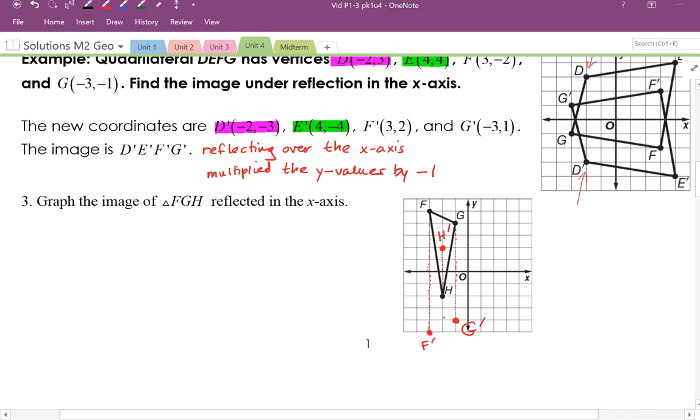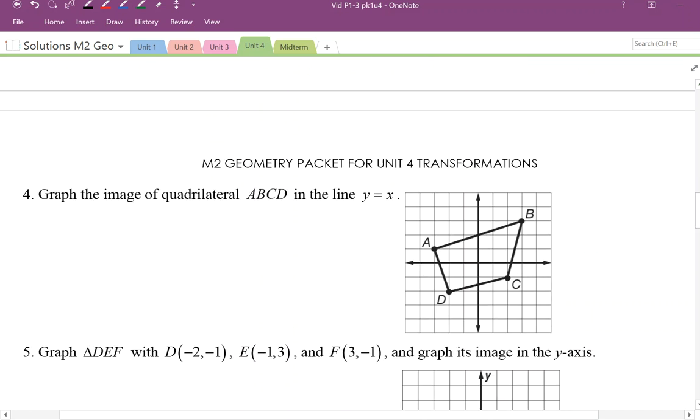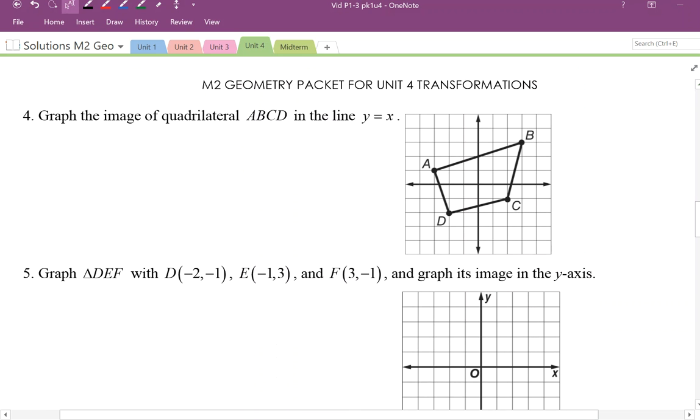And then I'll reconnect, so F goes with G, G to H, and then H to F. So again, you should be able to imagine that whole original triangle spinning around the x-axis, and it became our new one, our image. And then in our last example, actually we have 2 more.